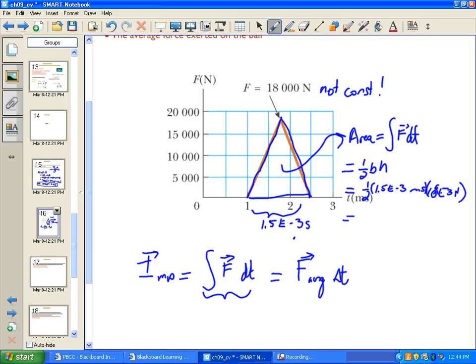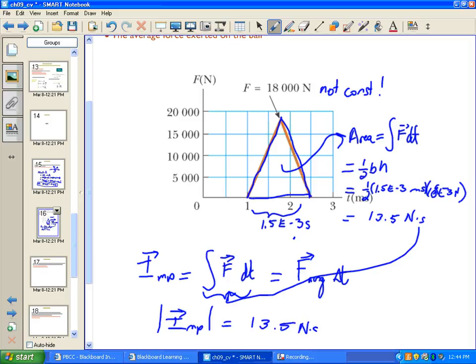Put this all together, and that gives us 13.5 newton seconds. And in fact, that is the impulse. So we have effectively determined the impulse, and let's just refer to the magnitude here, because they did not tell us what the direction of this impulse is. So magnitude-wise at least, we know that the value is 13.5 newton seconds.